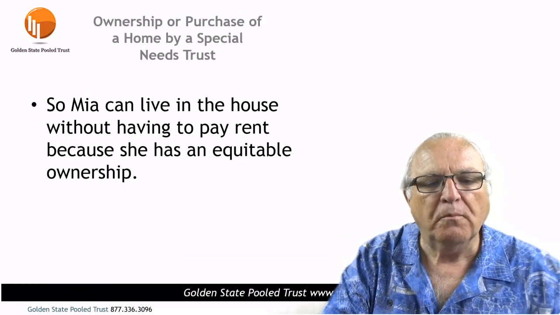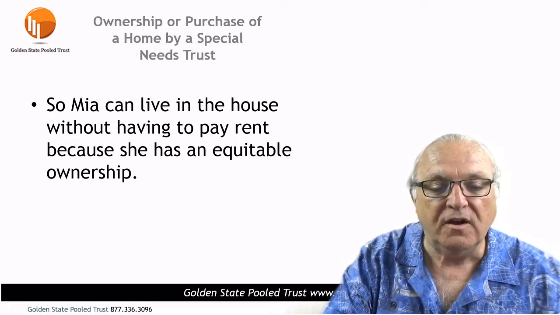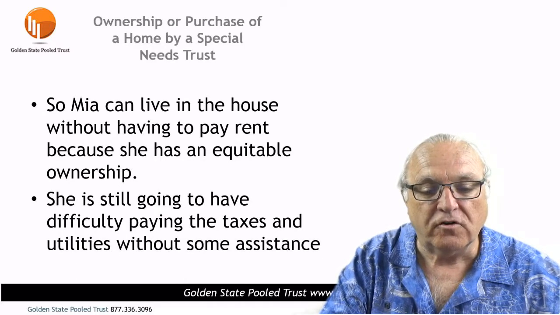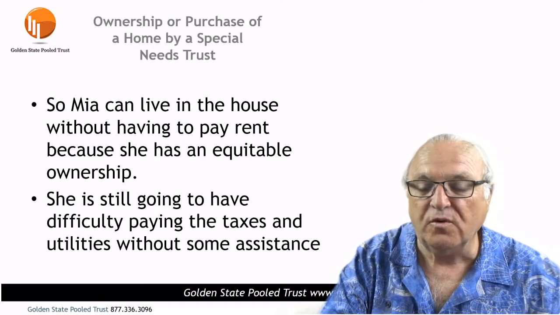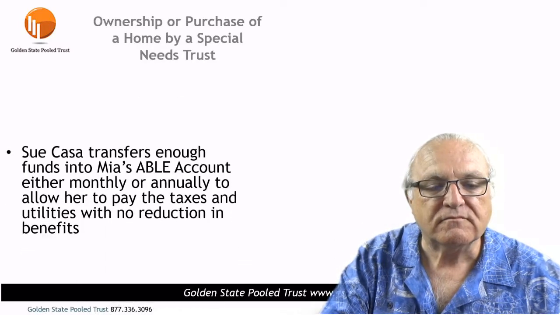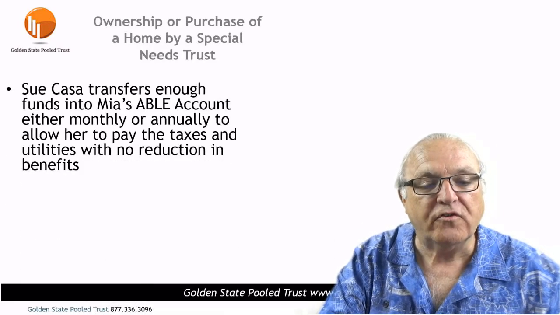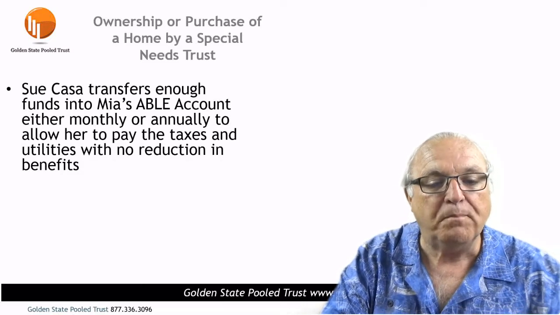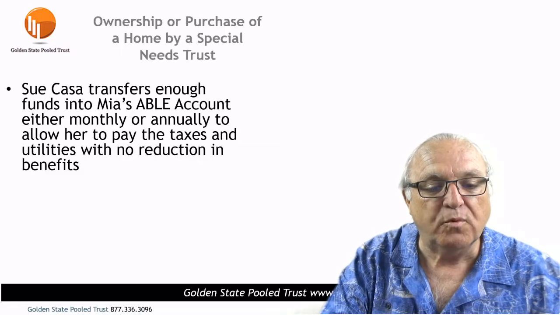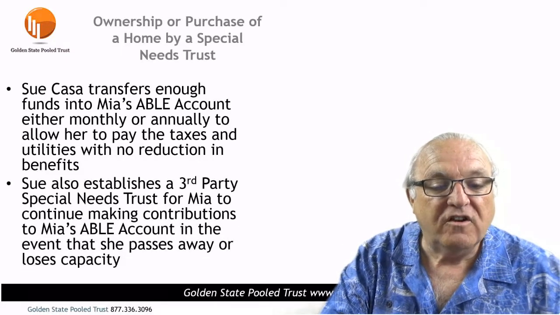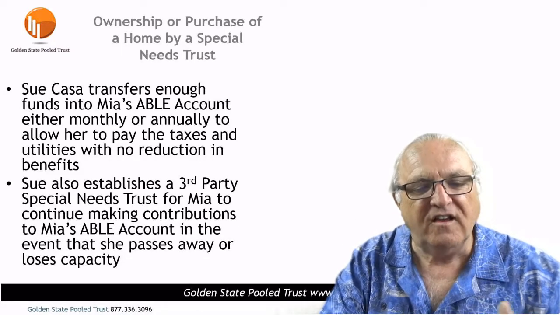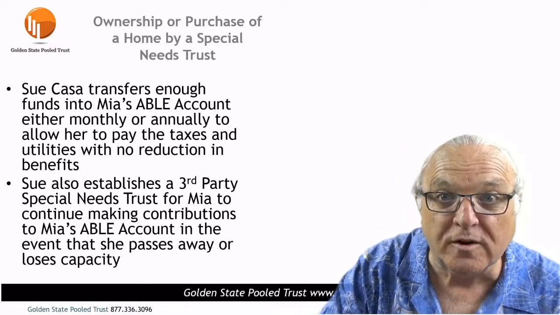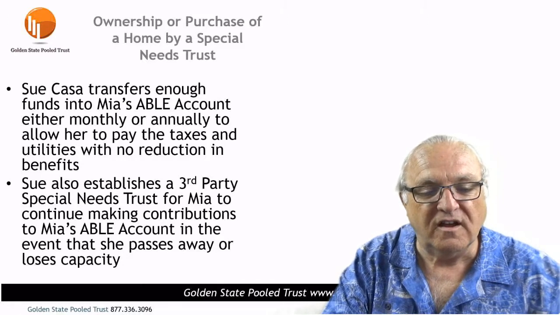Okay? So Mia can live in the house without having to pay any rent because she has an equitable ownership. She's still going to have difficulty paying the taxes and utilities without some assistance. Sue Casa transfers enough money into Mia's ABLE account, either monthly or annually, to allow her to pay the taxes and utilities with no reduction in benefits. She also establishes, and let's say in this case, a third-party special needs trust managed by the Golden State Pool Trust, since we're the ones bringing you this information today here.